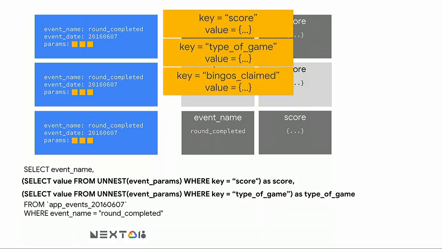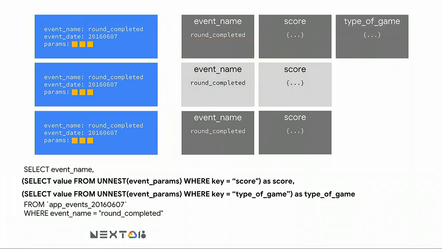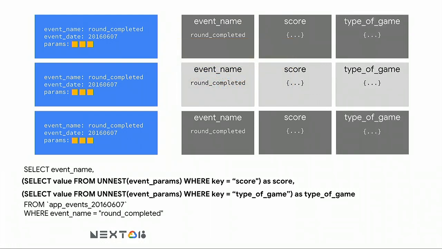Right, now we're going to go in and get the type of game. So still going into the event params. And this one, we're going to pull out type of game. And that adds a column over here. And now this is kind of like a regular table. I find this one much easier to hold in my head conceptually.